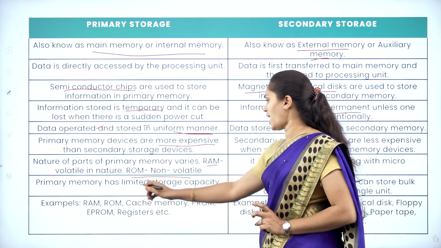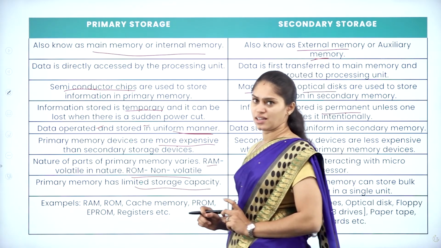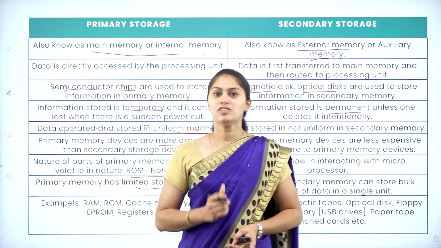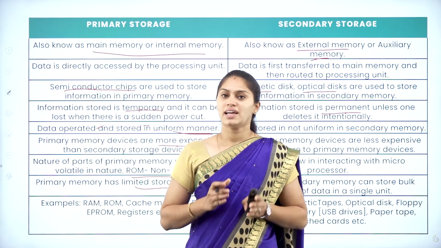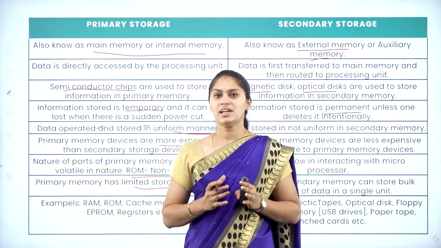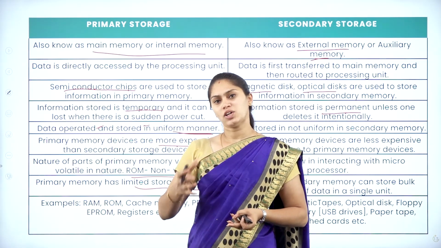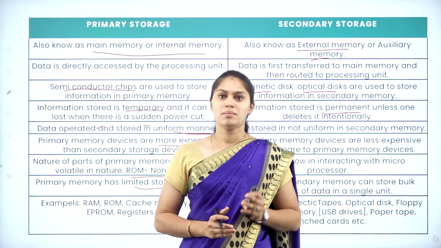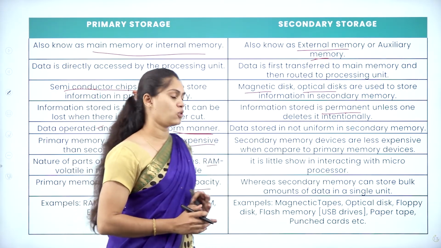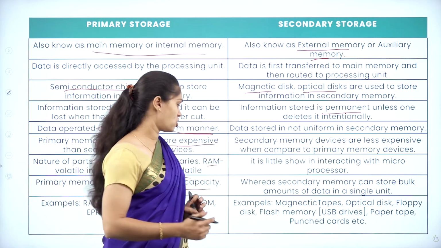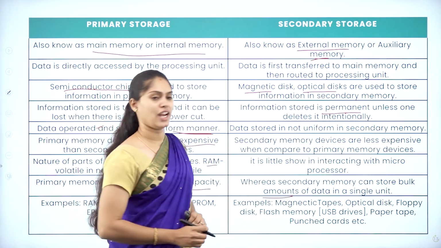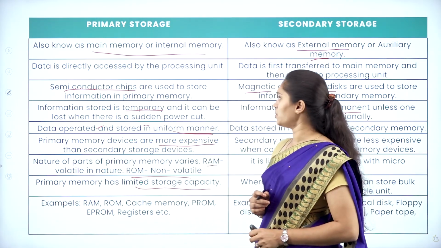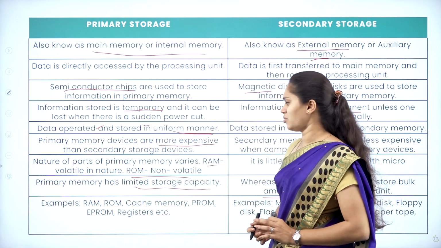Primary memory has limited storage capacity. Why did we invent secondary storage? Due to this lack of storage capacity. That means primary memory has a limited storage capacity. It will hold the data and instructions which are currently being processed by the CPU. But the secondary memory will store a large or bulk amount of data in a single unit. So this is a main important difference between primary and secondary memory.